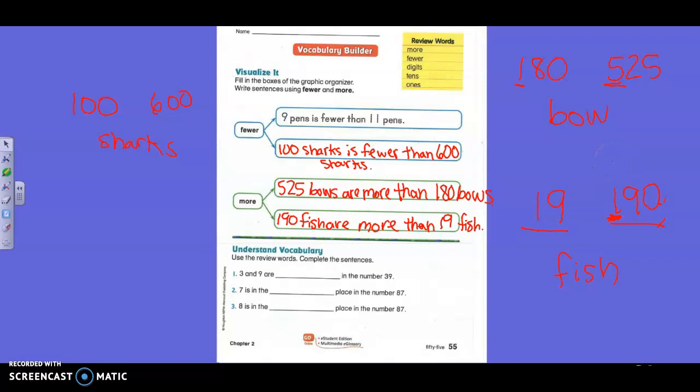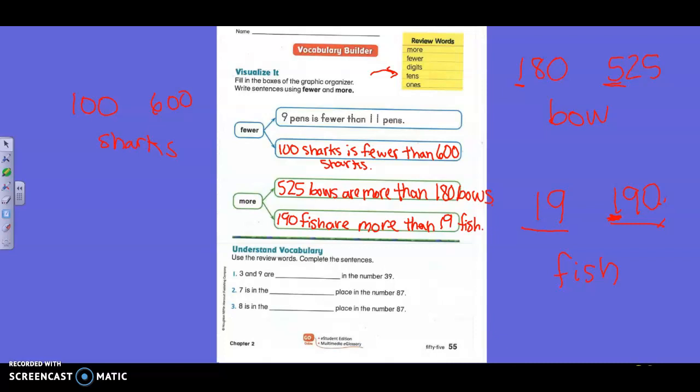Okay, understand vocabulary. Use the review words, which are these words in the yellow, to complete the sentences. Okay, there's only 3 blanks here, boys and girls. There are 5 words up here. We will not use every single word, but we will have to pick the right words. Understand? Okay, number 1 says 3 and 9. So the number 3 and the number 9 are what in the number 39?